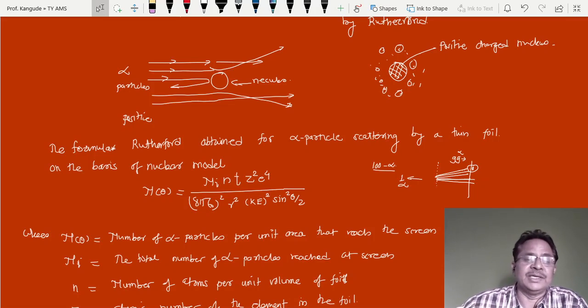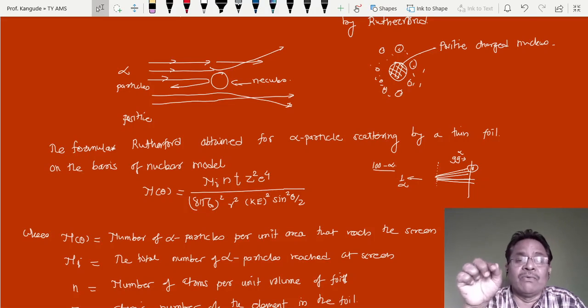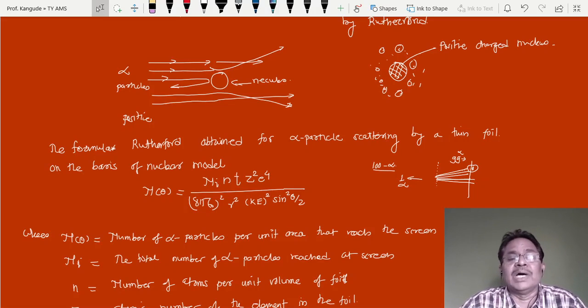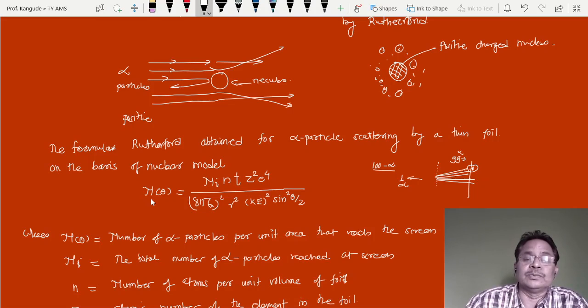R is, as I said here, the distance of the screen from the foil itself, that is small r. K is the kinetic energy of the incident alpha particle, multiplied by sine squared theta upon, sorry, this is not sine squared, this is sine raised to the 4th, make a correction there, sine raised to the 4th. Okay, sorry, this is 2 here. Just a minute, let me correct this.